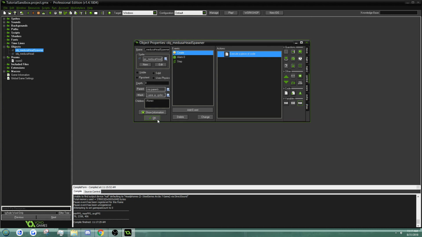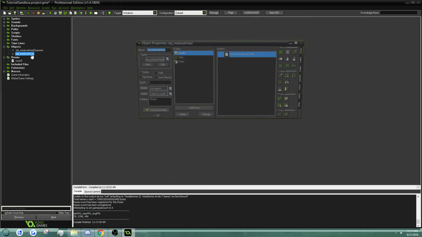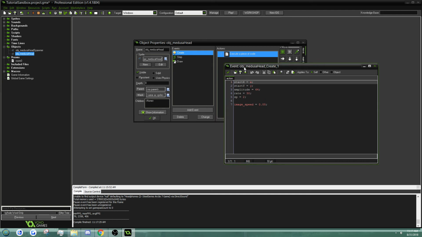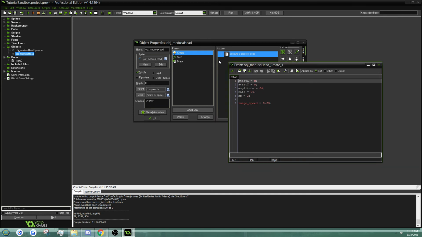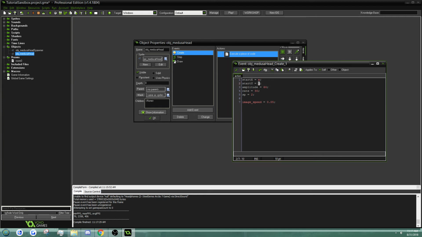This is the spawner. We'll go over that in a second. So here we've got the Medusa head object itself. Start X we don't really use, but it's just there. Thought I would need it, but I actually don't. Start Y is set to the Y position when it is created, so this will be whatever position it is when it first gets created. The amplitude is going to affect the highest and lowest point of the movement. In this case, 64 pixels.